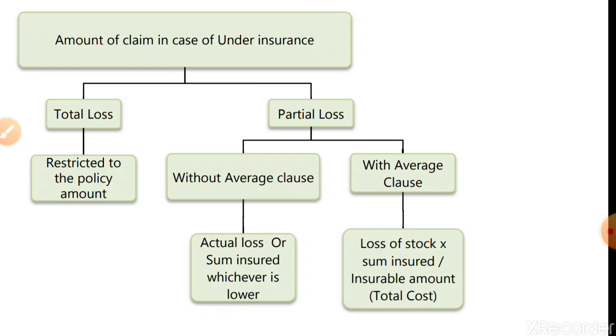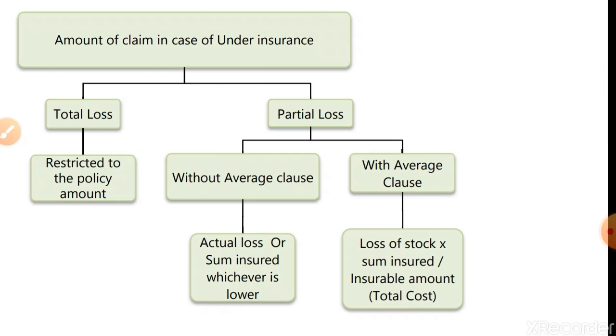Suppose stock destroyed is 60,000 and your premises have closing stock of rupees 1,50,000. 1,50,000 minus 60,000, so 90,000 is the actual loss, and the insurance policy is of 1 lakh. How much insurance claim will you get? 90,000 only you will get. In case of partial loss without average clause, we need to see like this.